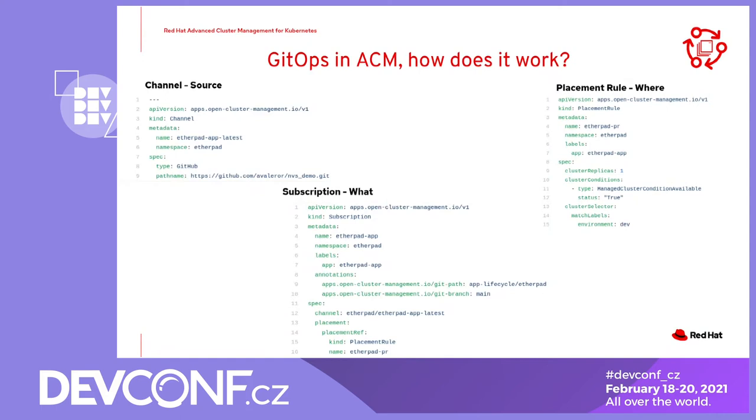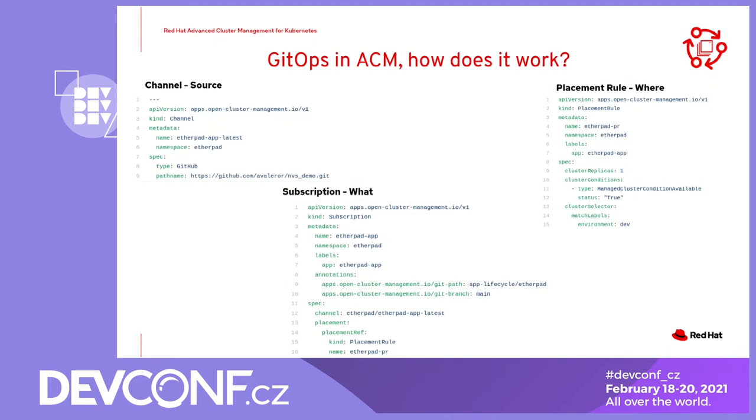So in this case, we are saying, okay, we want to deploy this channel, and we can use annotations to filter which objects we want to deploy on the cluster. In this case, if we look at the annotations, we can see that we have a Git path which says app lifecycle etherpad, and then a Git branch which says main. So this way we can actually filter what objects within the repository we are going to deploy. For those of you who are already doing GitOps, you know that you can have your repositories organized in different branches or maybe using different folders. So with these two annotations, you can play with that.